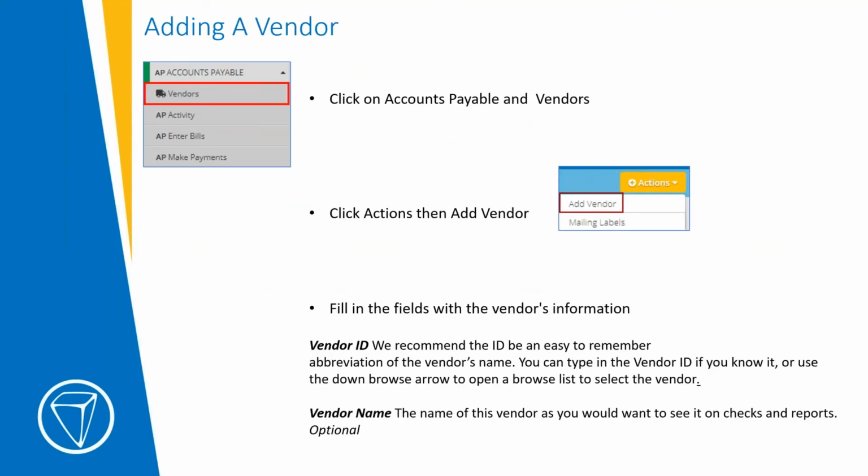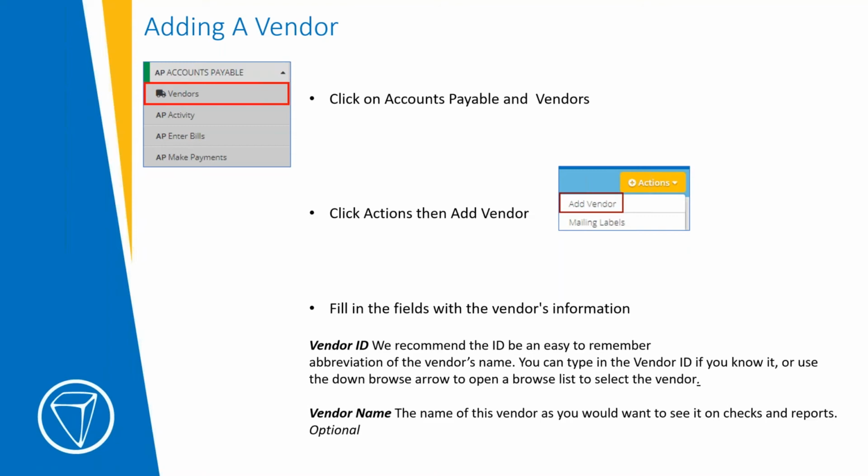Now, once you add your community, you may need to add vendors. So I just wanted to go over adding a vendor very quickly, so that if you are adding a community and you do want to go back and add that vendor, you can. You would go to accounts payable from within that community, or any community really, because vendors are global. You would go to accounts payable vendors, and then you would go to actions at the top right and add a vendor.